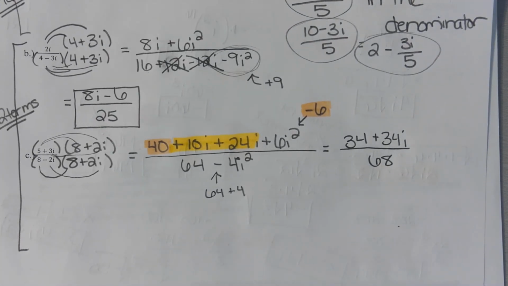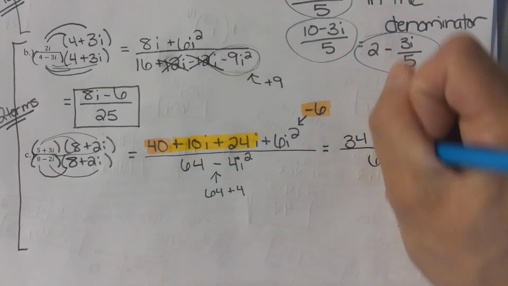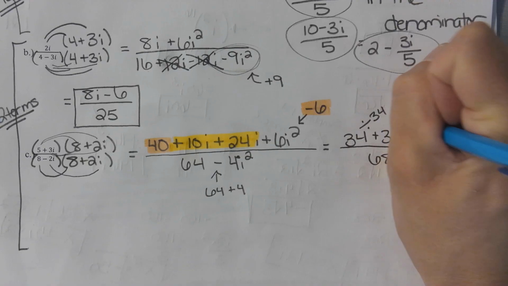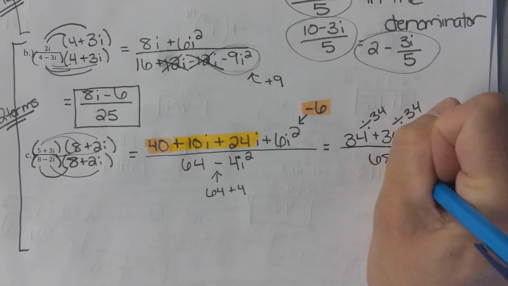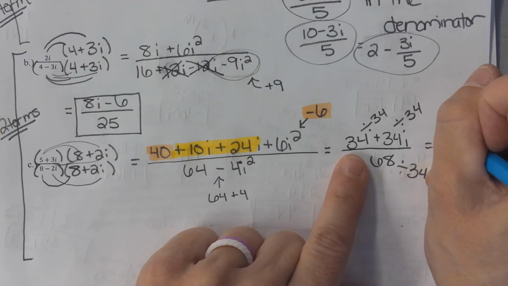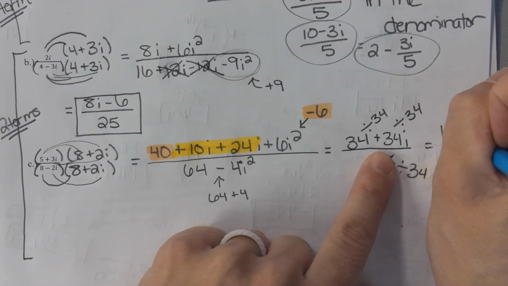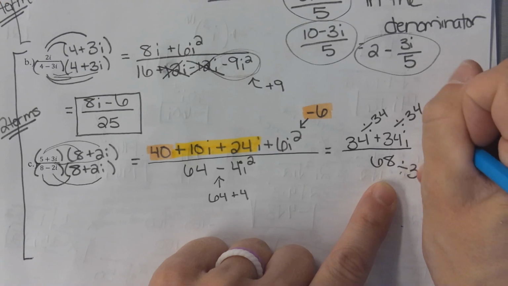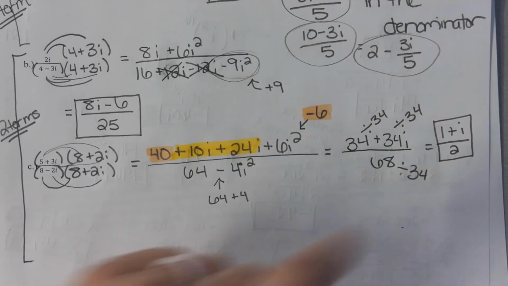Okay. Now, pause, take a step back. Can I reduce all those numbers? Plus 1i over 2. So what divides into all of them? 34. Do we agree 34 divides into everything? So I'm going to divide everything by 34. Okay. In the top, 1 plus 1i over 2. This is a lovely answer.